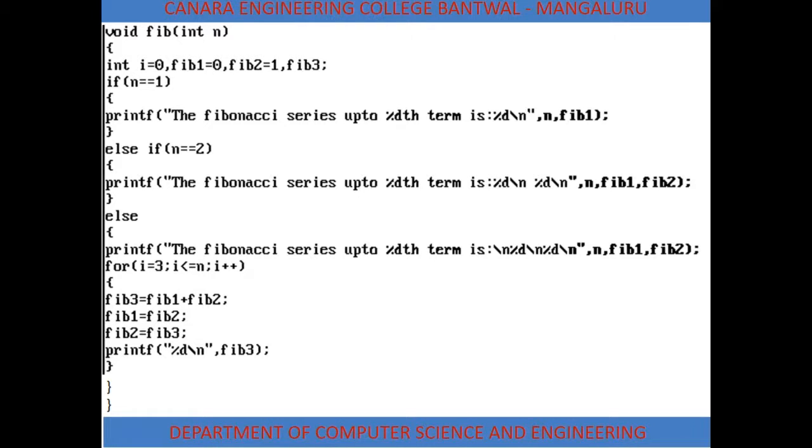Now I is incremented by 1. So now I becomes 6. Now 6 is less than or equal to 5. Condition is false. So control will come outside the for loop and then the function execution terminates and the control goes back to the main function. After the function call, the program is terminated.